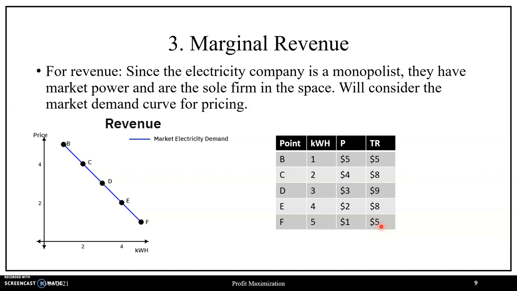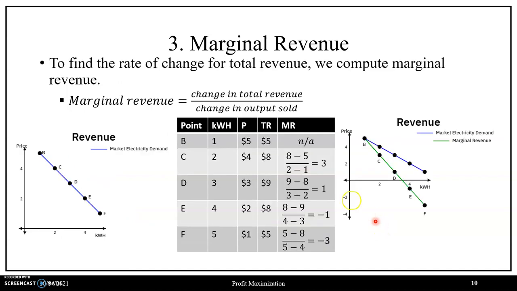So then with this information, what we'd like to do is find the rate of change of our revenue function in the form of marginal revenue. That is, if output sold changes by 1 unit, what is the corresponding effect on total revenue? To find this, we need the slope of our revenue function, in which we'll consider our market demand curve on the left. We'll calculate the rate of change using our table representation in the middle, and then generate our marginal revenue curve on the right.